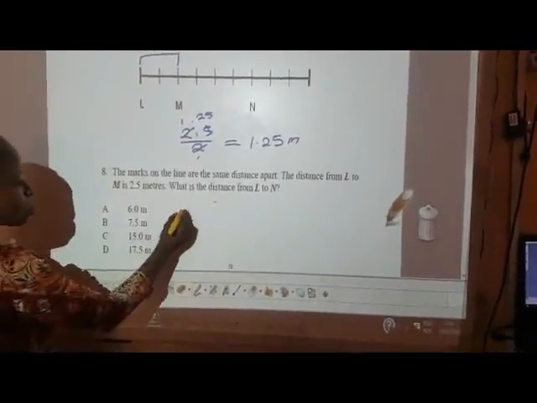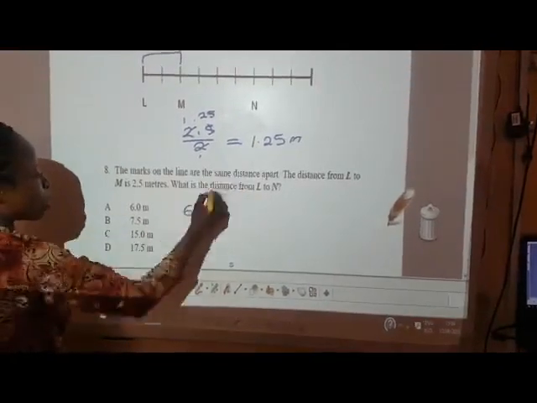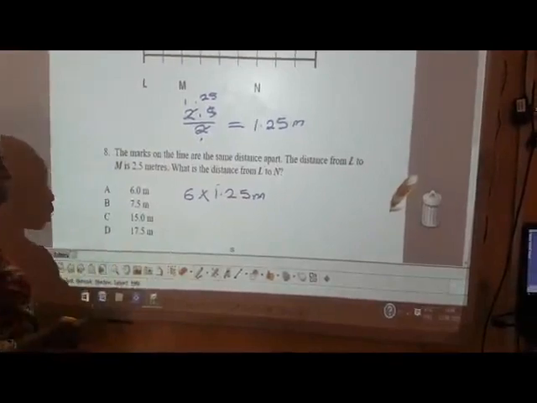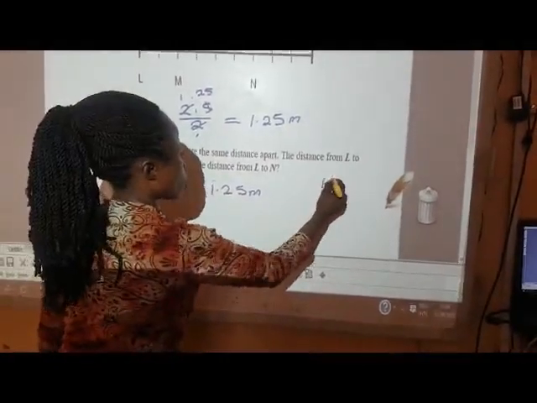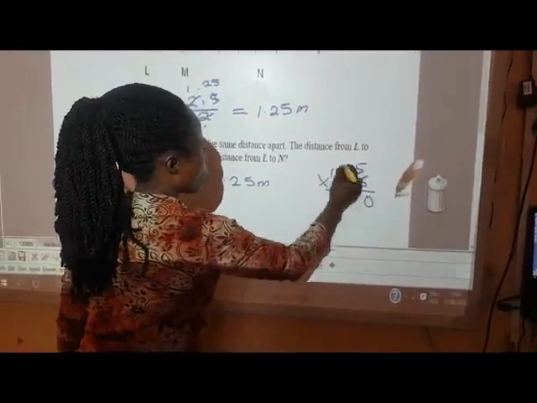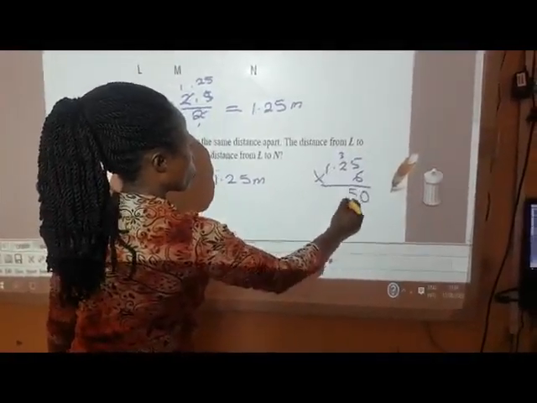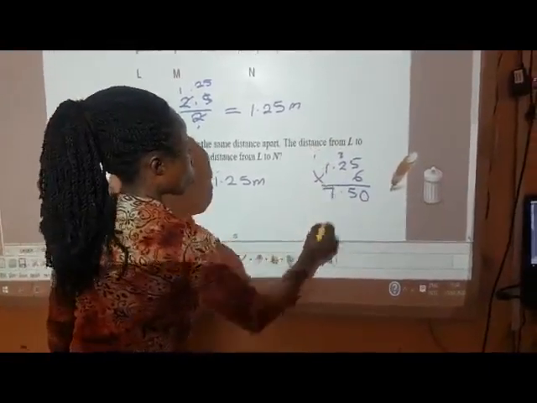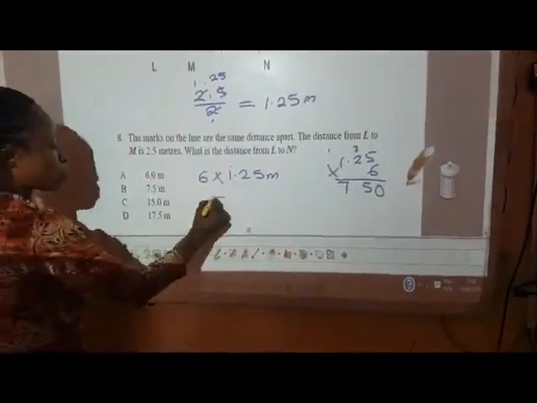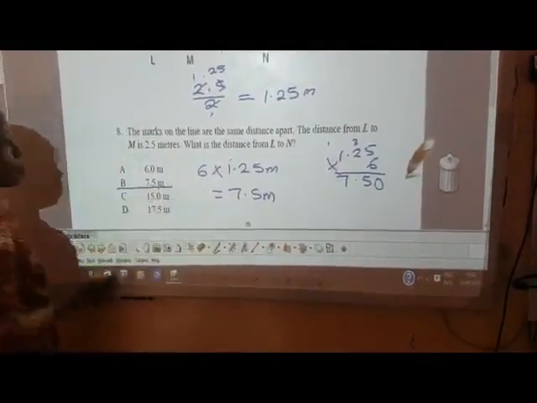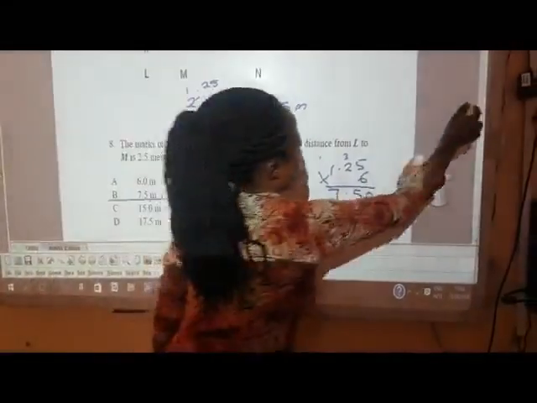So you multiply 6 times 1.25 meters. When you multiply it, let's do it here, times 6: 0, 3, 12, 15, 1 here. 6 times 1 is 6 plus 1, 7. So you have 7.5 meters. That's the answer.